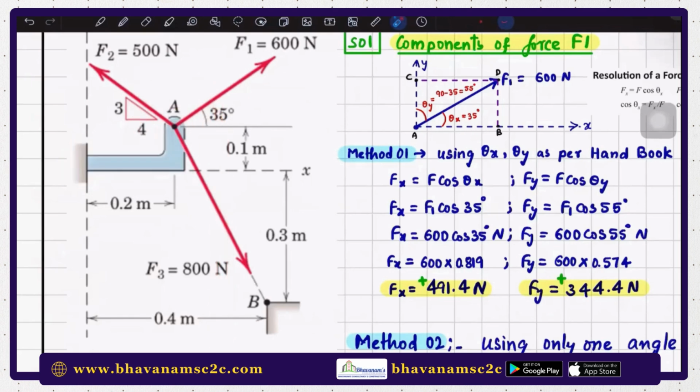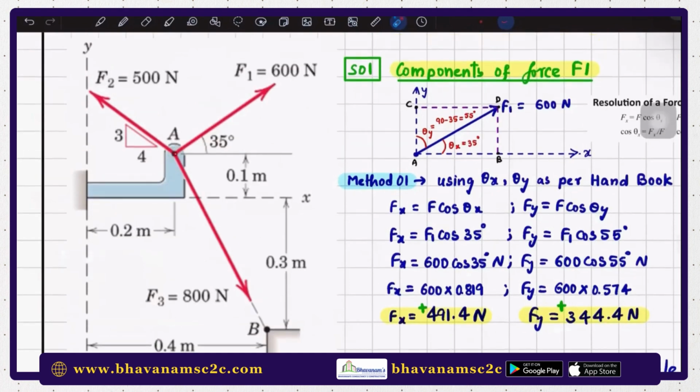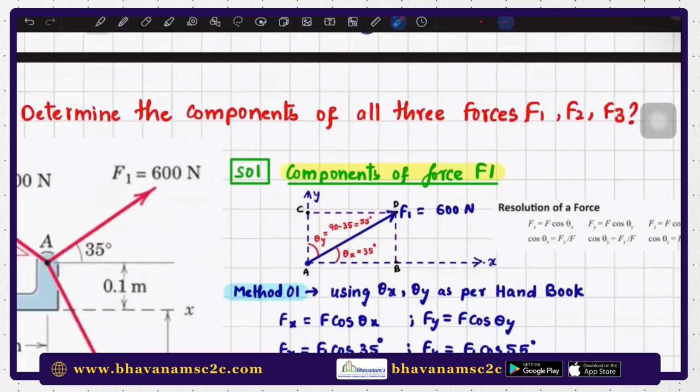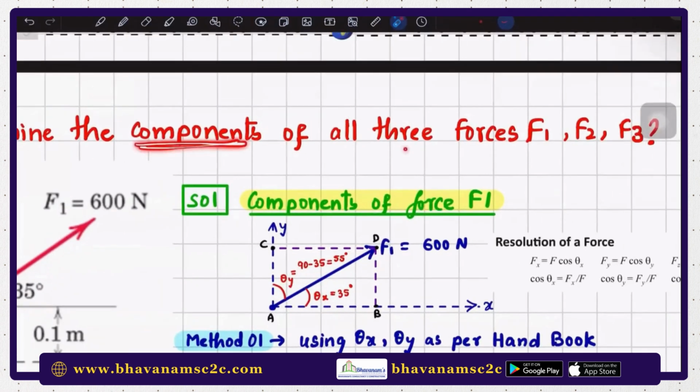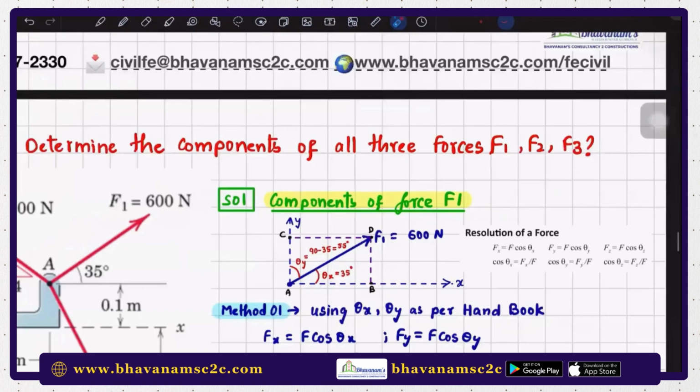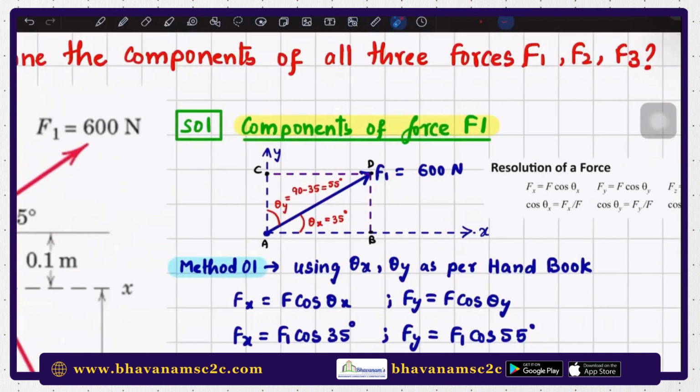Now there are three forces acting because of some reasons. There are three forces F1, F2 and F3 acting here. Now what I want: determine the components of all the three forces F1, F2, F3. So let's do it. As a part of the answer, let's do the components of the force F1 first.